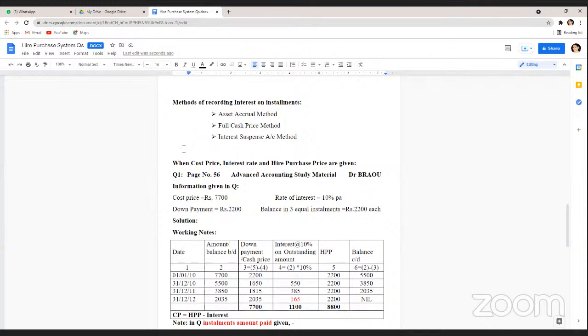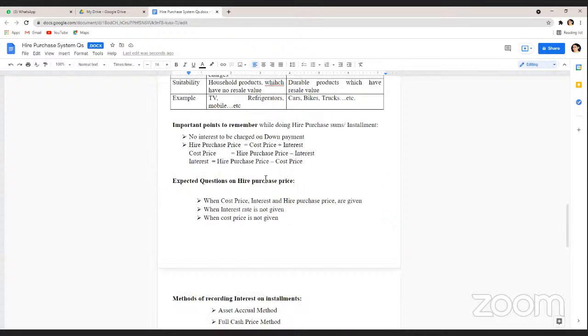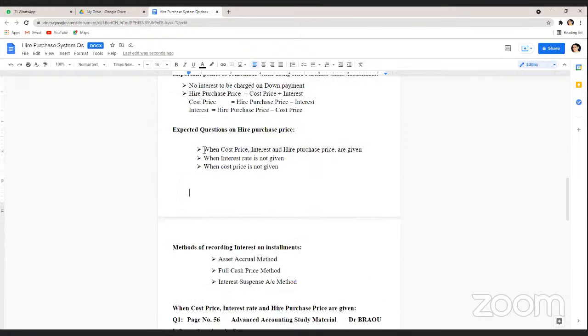Under the asset accrual method, full cash price method, and interest expense account method, I'll teach you the basic backbone of your journal entries, how to write the amounts under these three systems, and how this table has to be presented. Once you get the table on a yearly basis for the number of installments paid, substituting these table values in your journal entries suitably is easy.